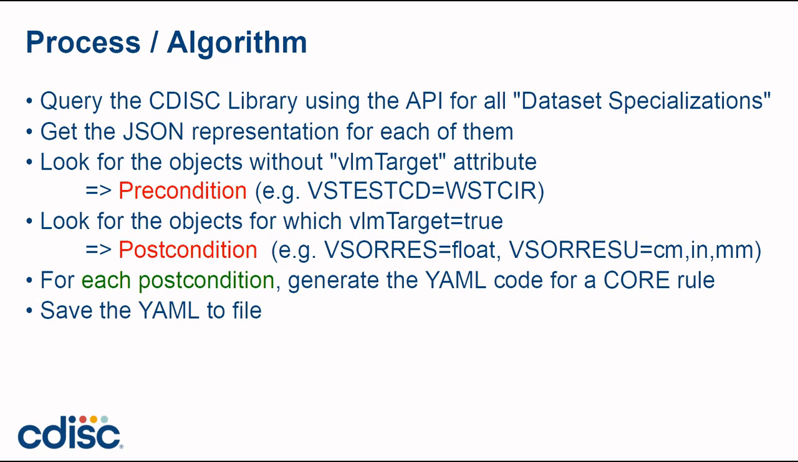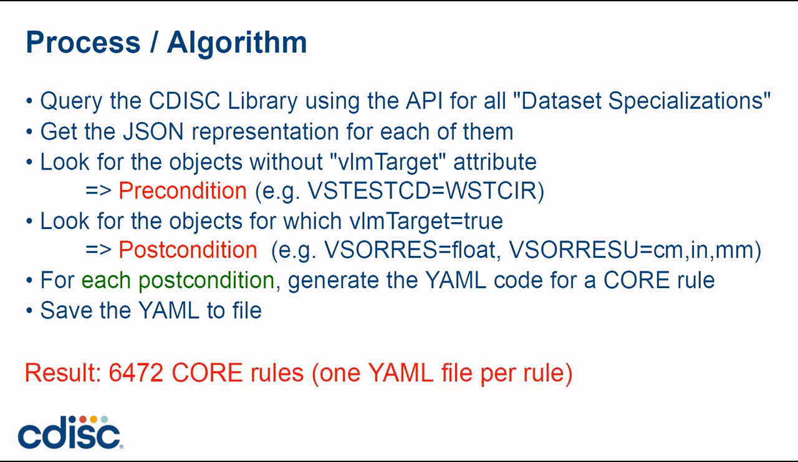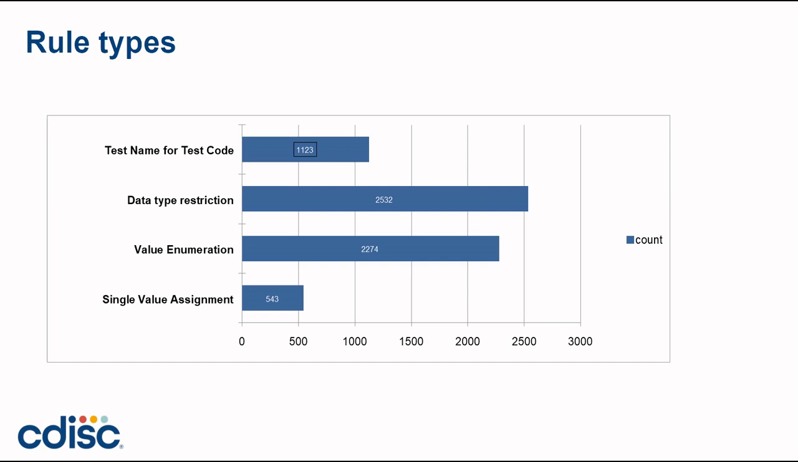For each of these, we then transform the information to YAML and write it to file. This then leads to a total of over 6,400 CORE rules. 6,472 is of course a lot, so let's try to categorize. Over 1,100 are test name, test code rules. Surprisingly, it looks that in the original CORE rules, there is no rule checking the one-to-one relationship between test code and test name. But we have it now.